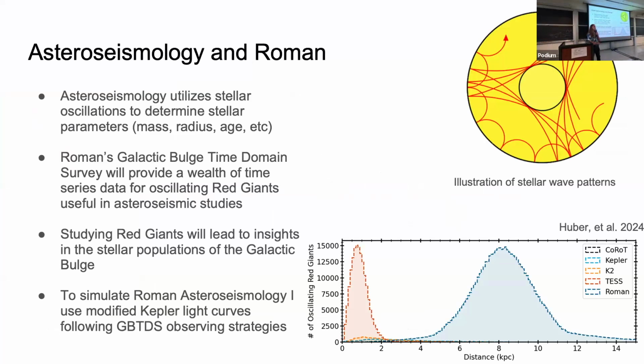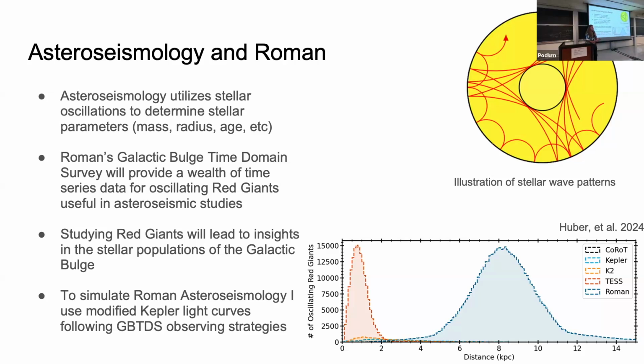The Roman Galactic Bulge Time Domain Survey is uniquely situated to provide a wealth of time series data in the galactic bulge for oscillating red giants. And these red giants, more specifically the core helium burning phase of the red giant branch known as the red clump, are a powerful stellar population tool in the galactic bulge.